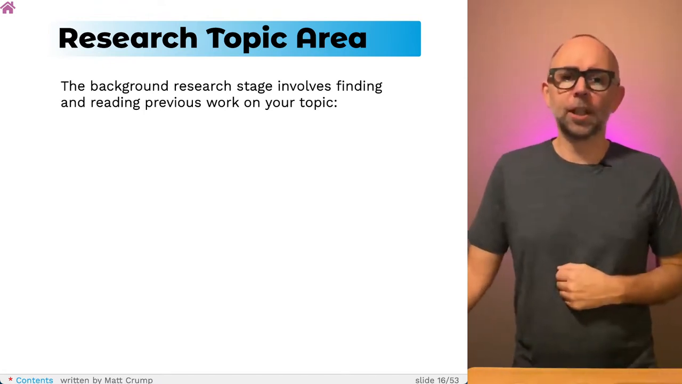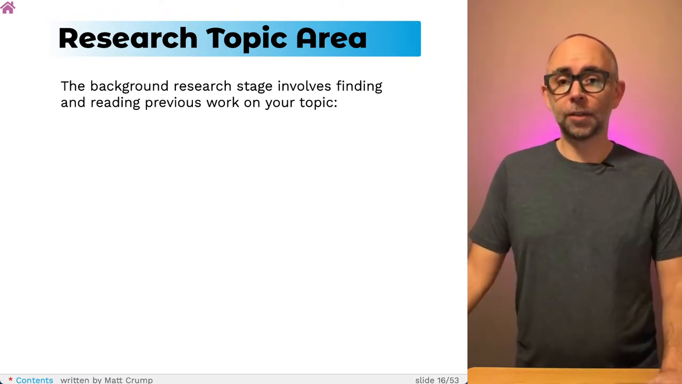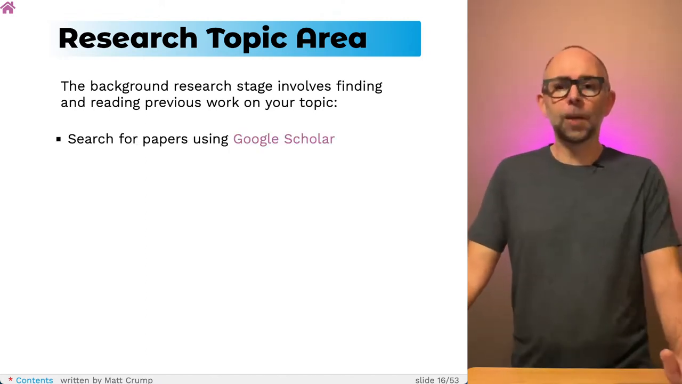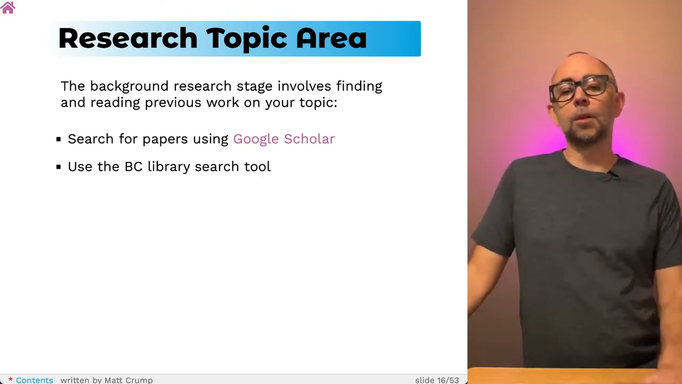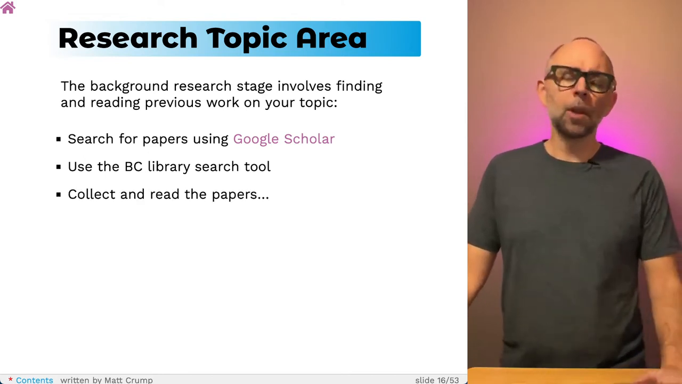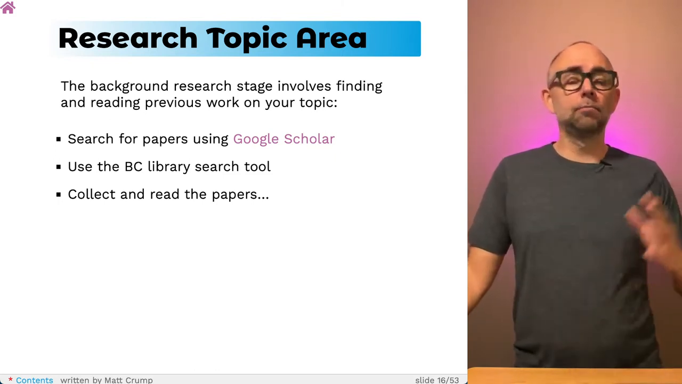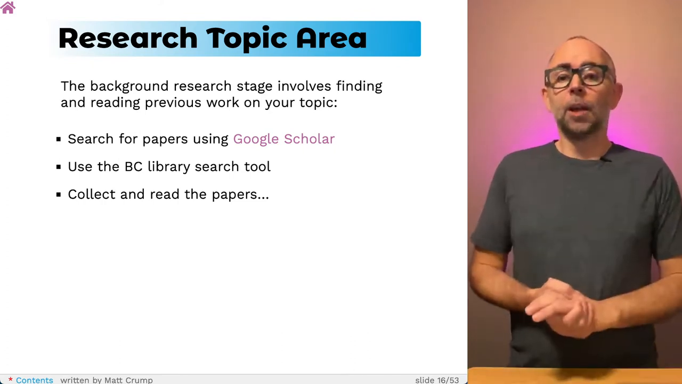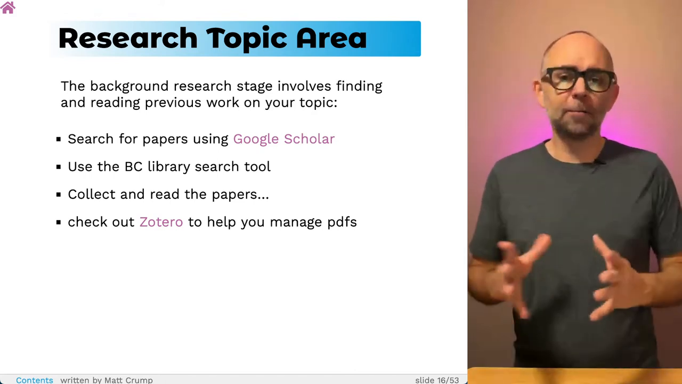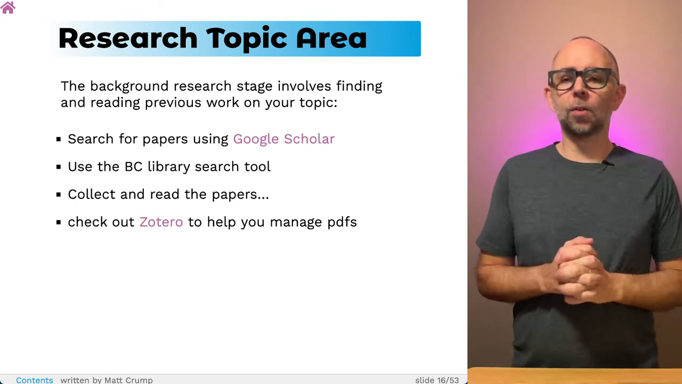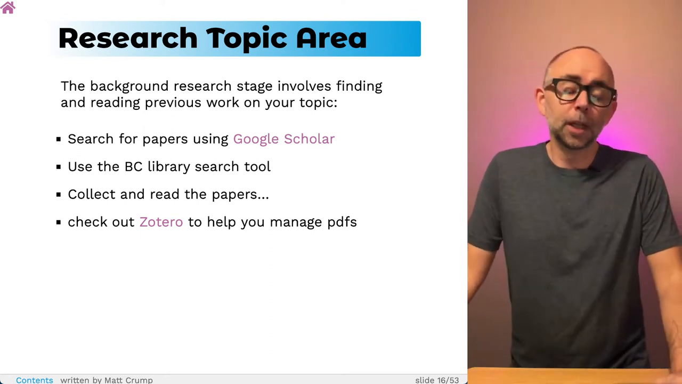In the background research stage, what you should do as a researcher is try to figure out what other research has already been done on the topic. So one thing you could do is search for papers using Google Scholar. You could use the Brooklyn College Library search tool. There are other search engines you could use. You'll use these things to find existing journal articles published in scientific journals. Read the papers and learn what they say. You might even use a PDF manager. We'll talk about a program later on in this course called Zotero that will help you manage this type of stuff if you're doing a literature review.